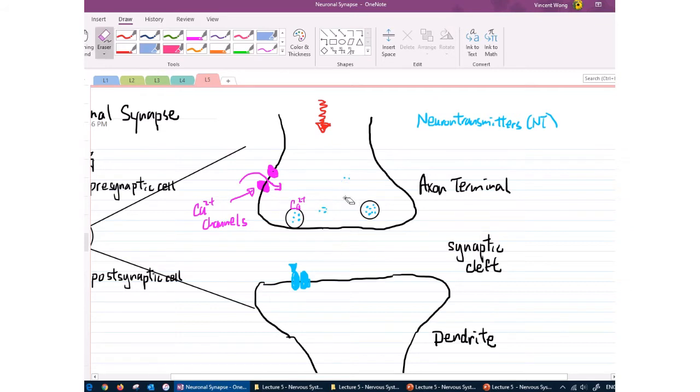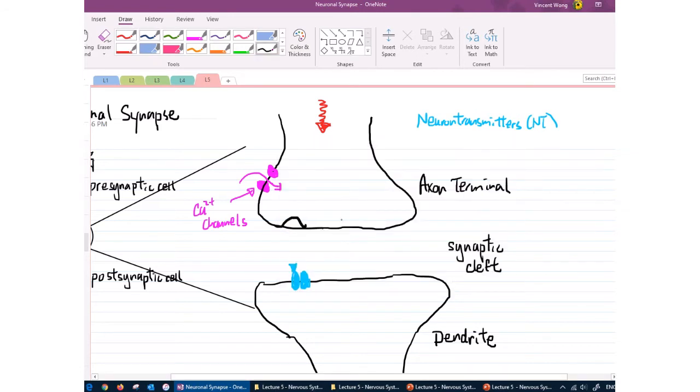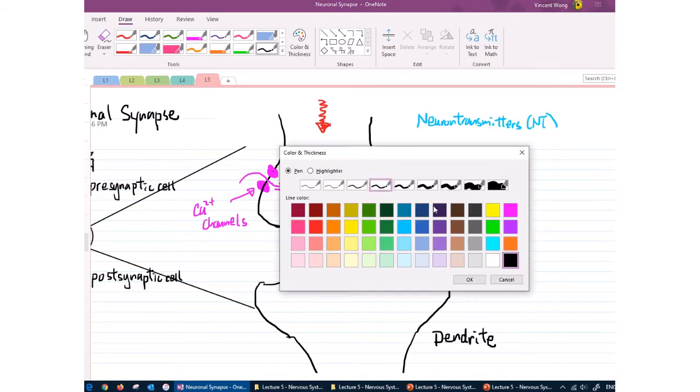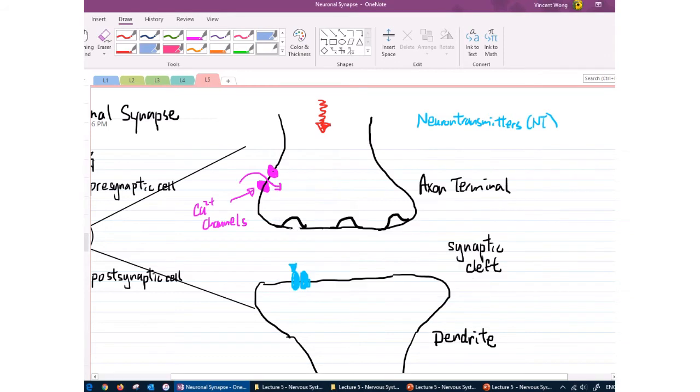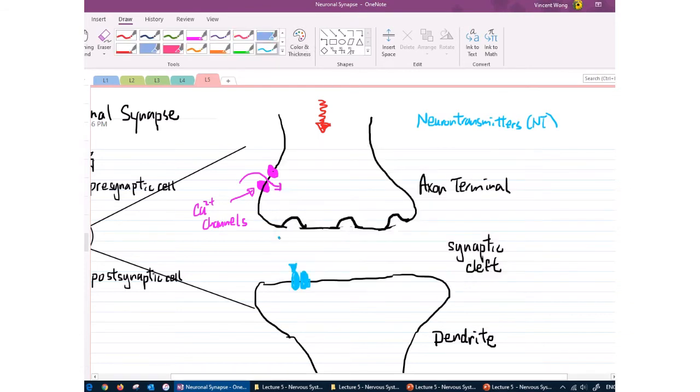And when they do move towards the edge, what's going to happen is the vesicle is going to fuse with the membrane. Okay, it's going to fuse with the membrane and is going to basically do exocytosis. They are going to release the contents of the vesicle, and in this case, those are going to be the neurotransmitters. Okay, so the neurotransmitters are going to go into the synaptic cleft.